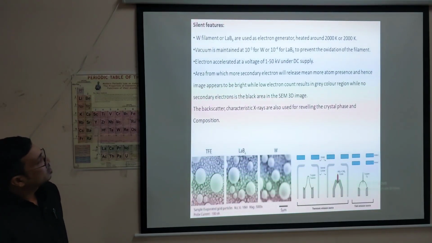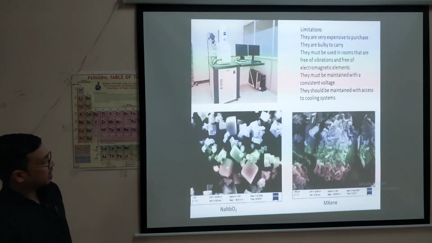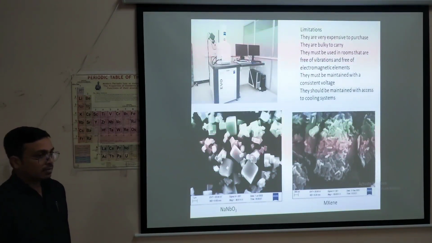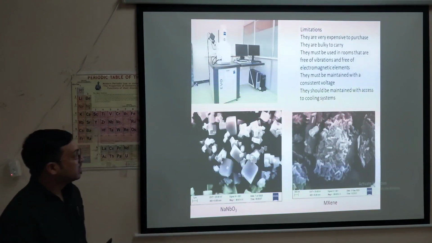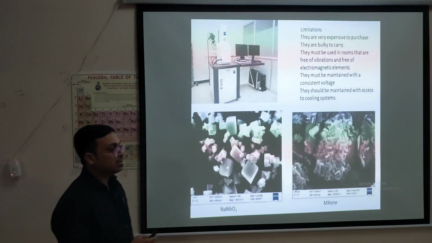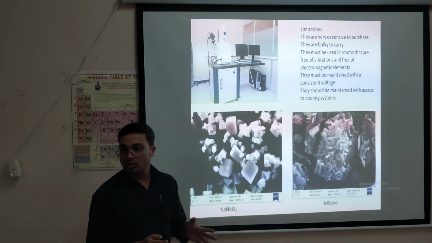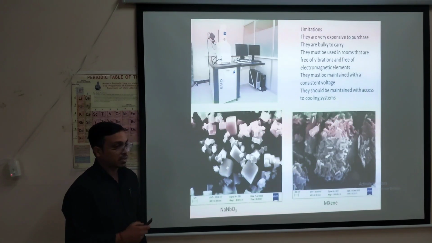Now, this bright, dark and grey type of portions or regions, why are they coming? Remember, this bright region implies that the area contains a large number of secondary electron sources. In a simplified manner, it means these contain more atoms.